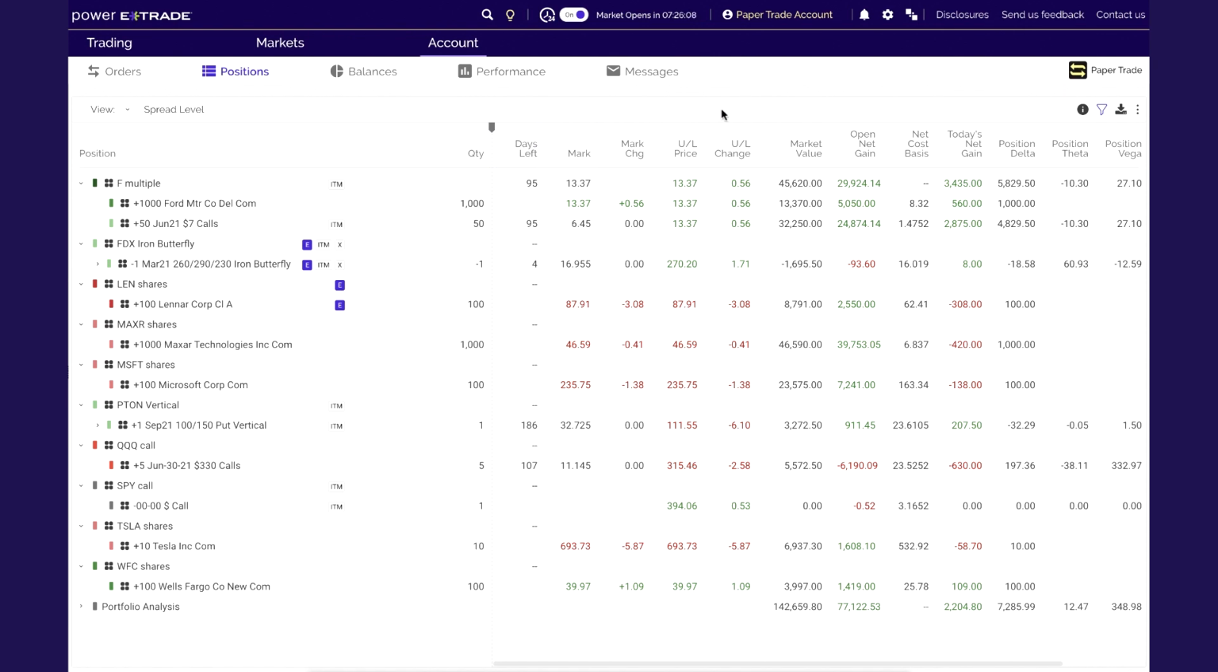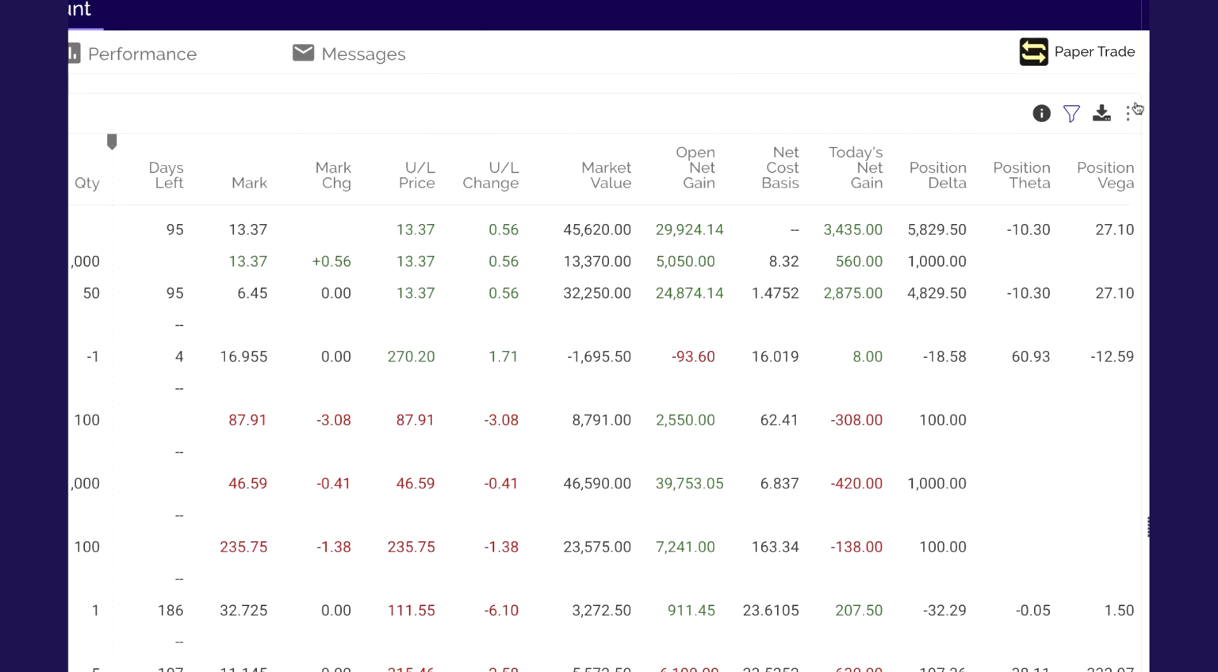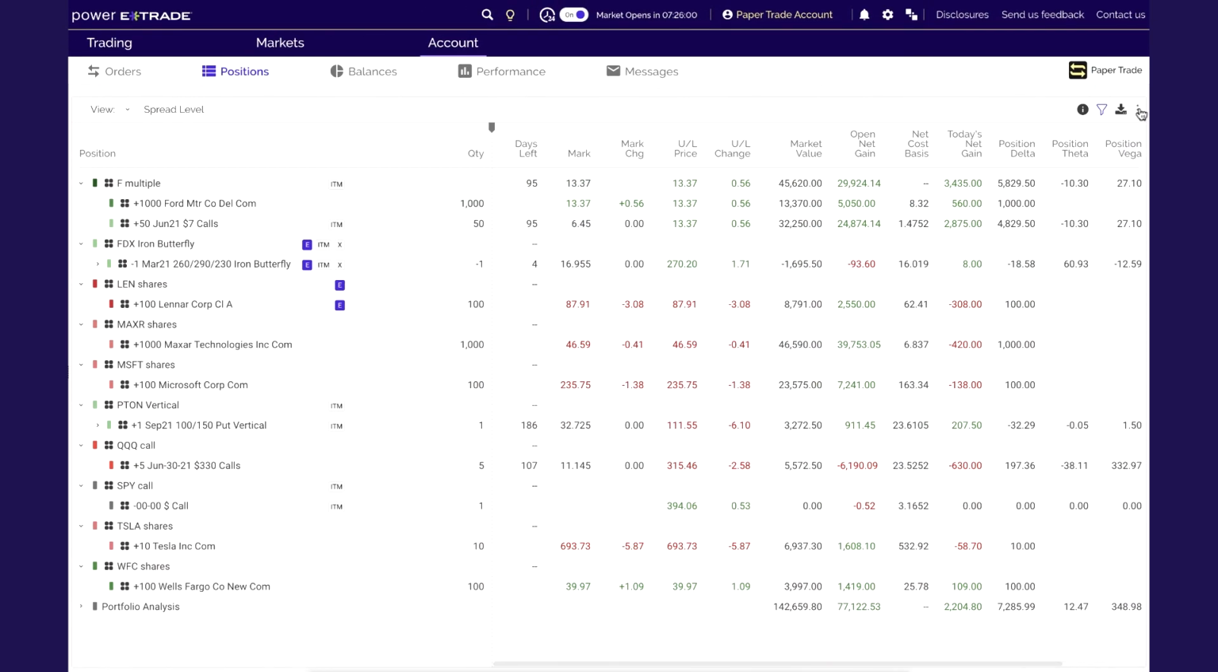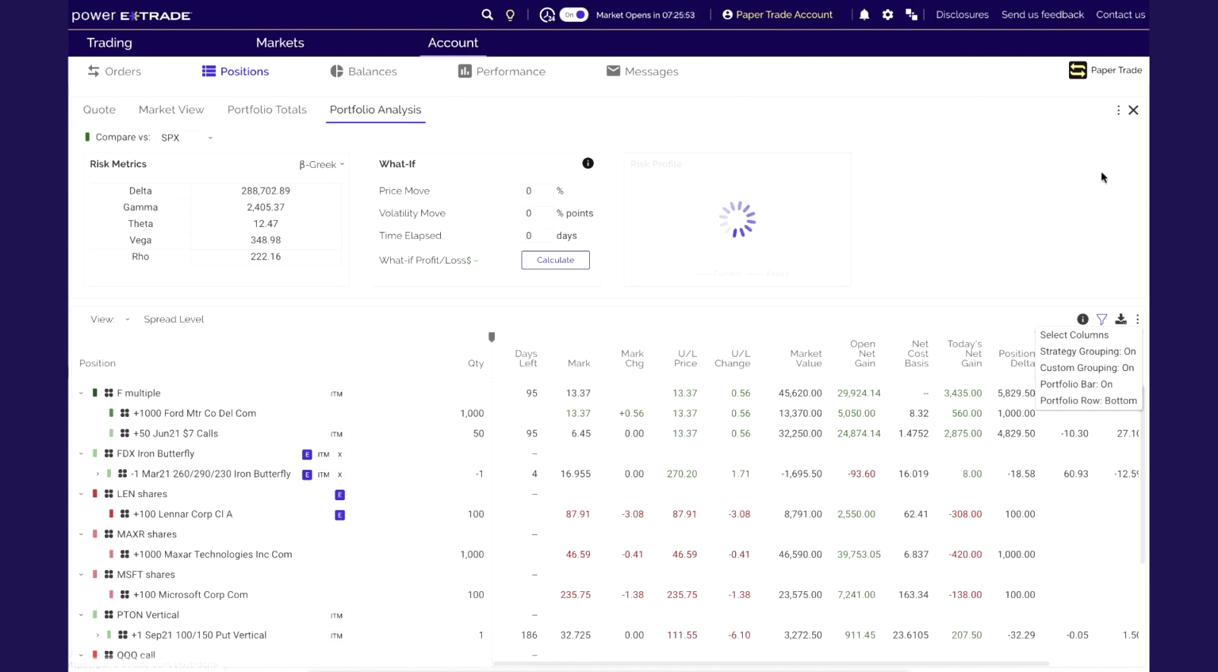In order to do the what-if for the entire portfolio, I go to the upper right-hand corner where I find those 3 dots. On the 3 dots, I select them, and I'm looking for the portfolio bar. It's currently off. I'm going to click it, and that's going to turn it on. Now I'm looking at the entire portfolio for the portfolio analysis.